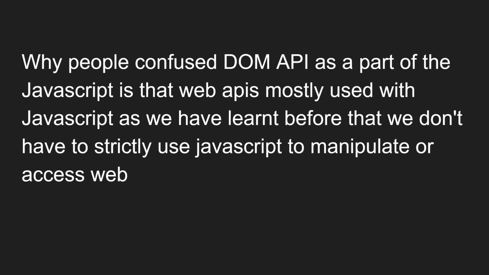The reason people confuse the DOM API as a part of JavaScript is that web APIs are mostly used with JavaScript. As we have learned before, we don't have to strictly use JavaScript to manipulate or access the web. The DOM API can be used in any other programming language also, but most of the time we use it in JavaScript, and that is the reason most developers get confused and think that these DOM APIs and all the DOM methods we are trying to use are a part of JavaScript.